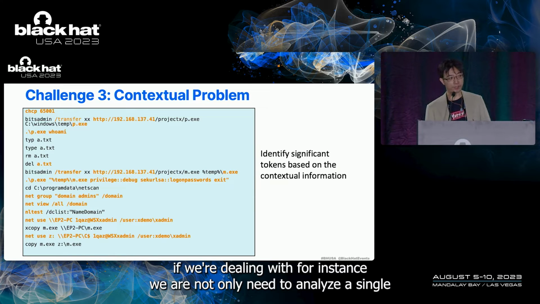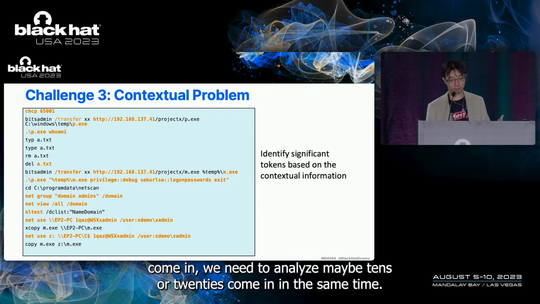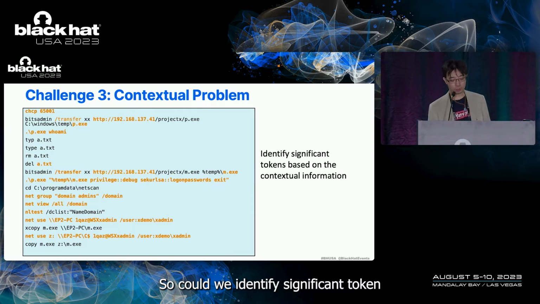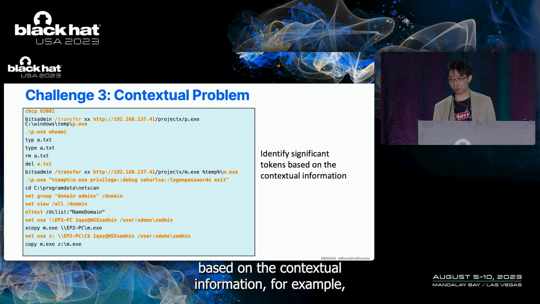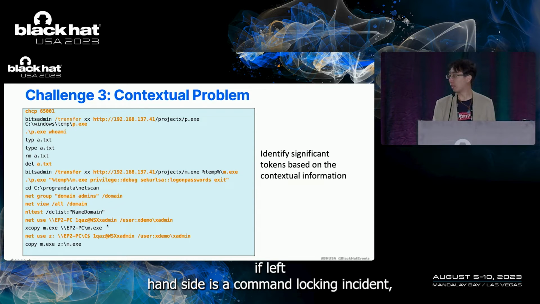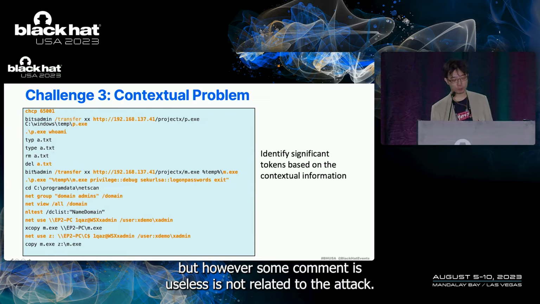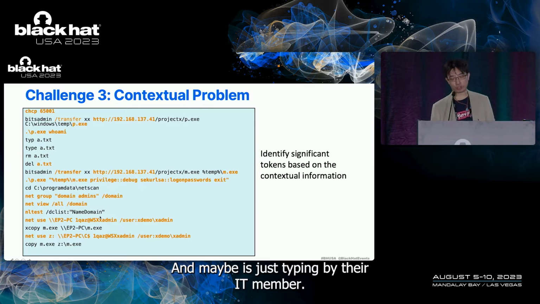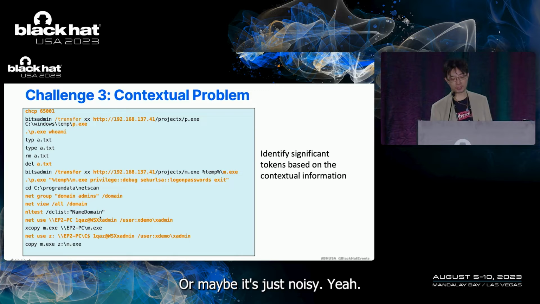If we're dealing with an incident, we not only need to analyze a single command, we need to analyze maybe 10s or 20s of commands at the same time. So could we identify significant tokens based on the contextual information? For example, on the left-hand side are the commands in an incident. However, some commands are useless and not related to the attack. Maybe they were just typed by their IT member, or maybe it's just noise.